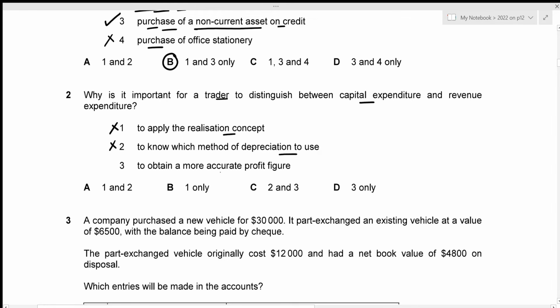Then the third one is to obtain a more accurate profit figure. So remember that in order to figure out our profit, we subtract all of our expenses, right? And those expenses are the revenue expenses because we do not include capital expenditure as an expense while trying to figure out our profit. In this way, it is very important to distinguish between the capital expenditure and revenue expenditure in order to obtain a more accurate profit figure, since this only includes our revenue expenditure. So this is the correct reason. So we're looking for only 3, which is given in option D. That will be the correct answer. This concludes question number 2. We can now move towards question number 3.